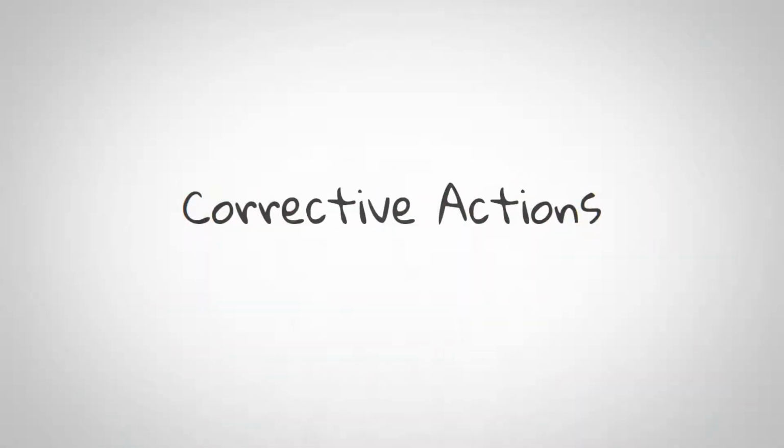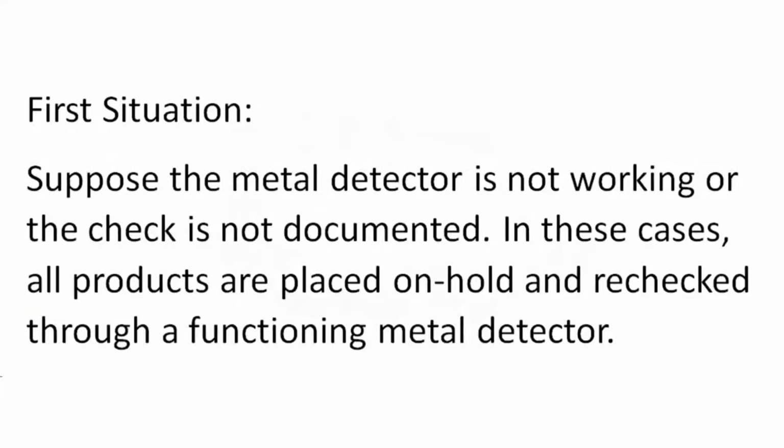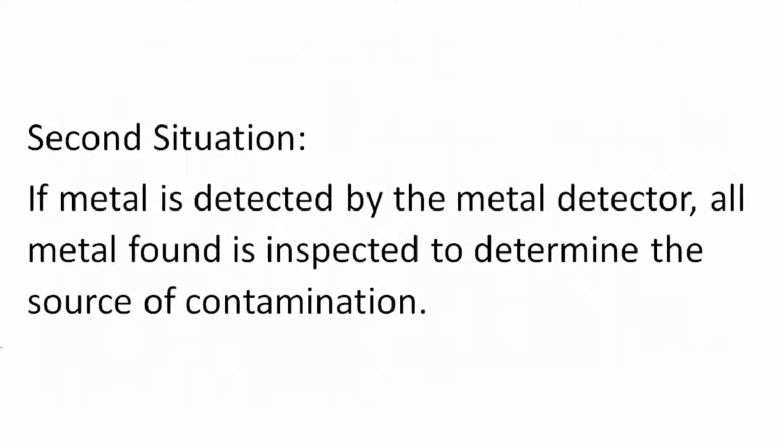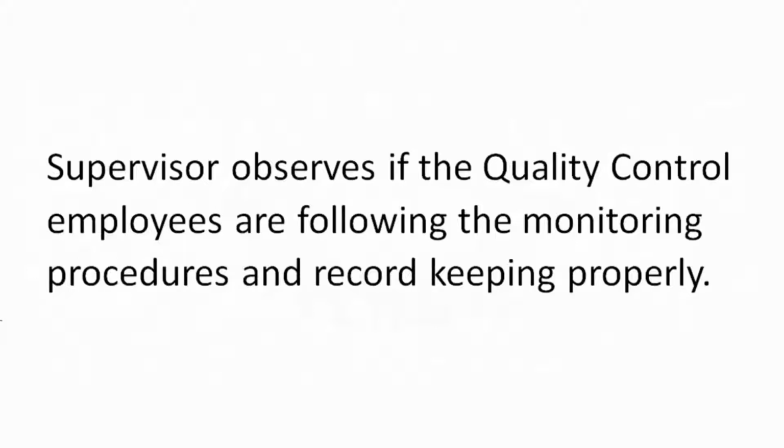Corrective actions. First situation. Suppose the metal detector is not working or the check is not documented. In these cases, all products are placed on hold and rechecked through a functioning metal detector. Second situation. If metal is detected by the metal detector, all metal found is inspected to determine the source of contamination. Verification. Supervisor observes if the quality control employees are following the monitoring procedures and record-keeping properly.